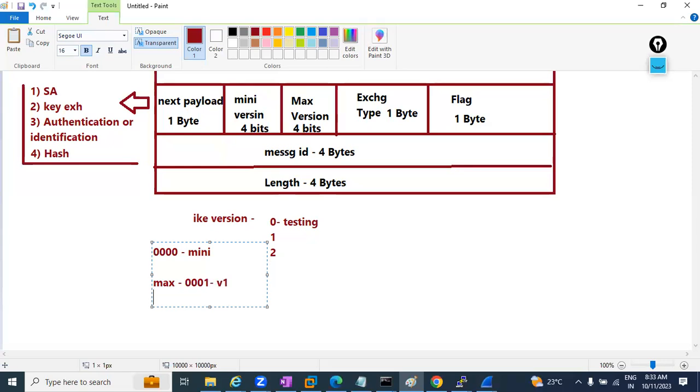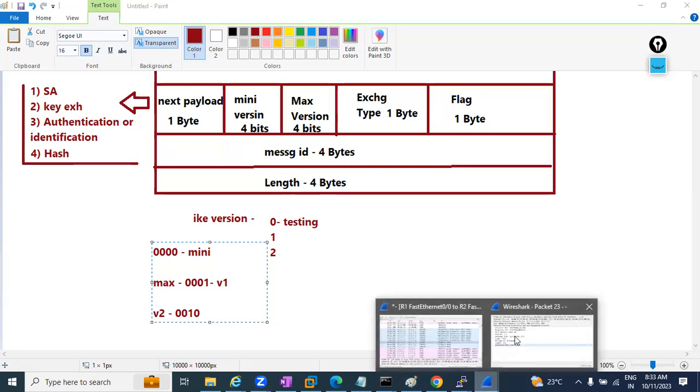This would be the value for version 1. If I talk about version 2 in the upcoming classes, it would look like this. The minimum version always remains 000, but the maximum version can change depending on which current version of IKE you are using. If you're using version 1, then it would be 0001, and if you're using version 2, then it would be 0010. We'll check it out now.